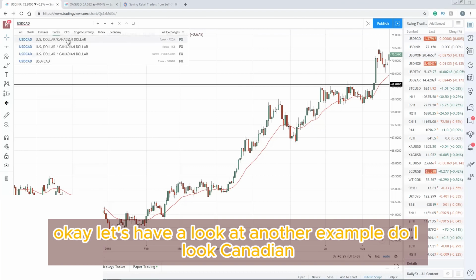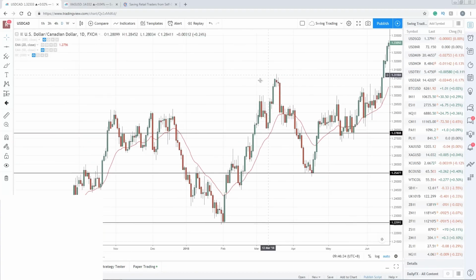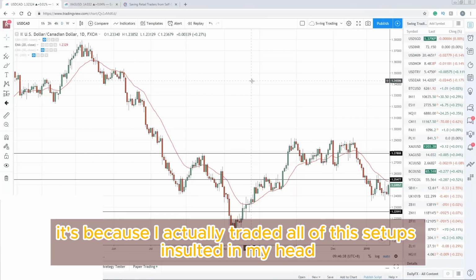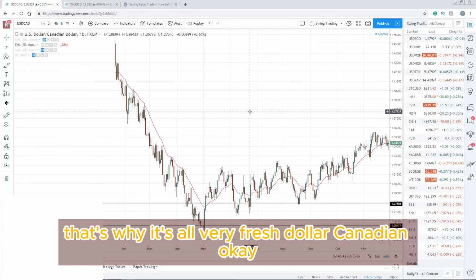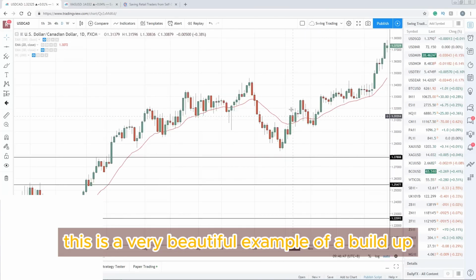Dollar Canadian. You might be wondering, hey, Rainer, you seem to be really good at identifying all these cherry-picked charts. Yeah, it's because I actually traded off these setups. It's all in my head. That's why it's all very fresh. Dollar Canadian, okay? Look at this, right? This is a very beautiful example of a build-up.